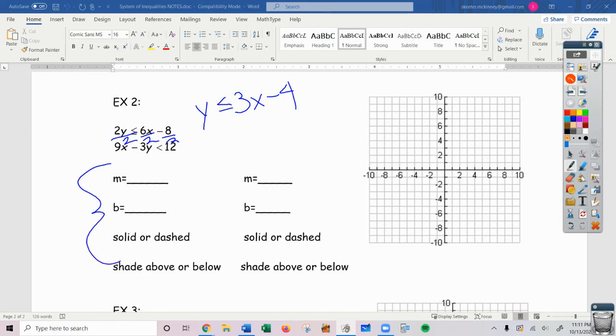Now, I just wrote this stuff down so you would remember to think about it. You won't actually be given that. So if we want to graph this, we're going to start at negative 4. We're going to go up 3 over 1. Okay, is this going to be a solid or dashed line? We should be making a solid line here, and we should be shading below.